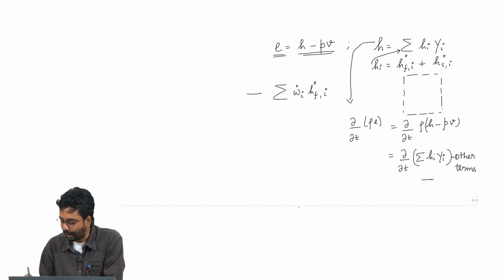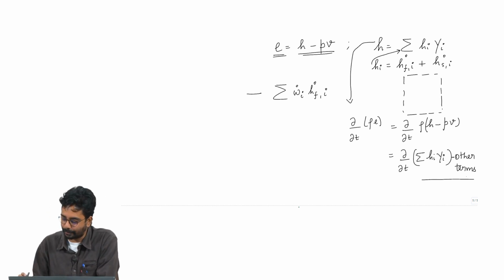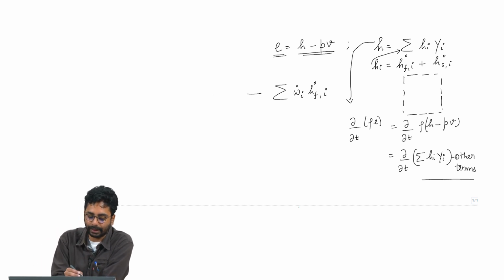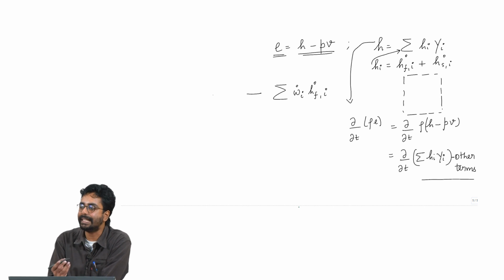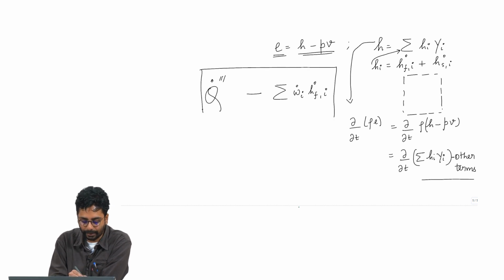and some more algebraic manipulation is required. You need to multiply the species conservation equation by the formation enthalpy, sum over it and subtract it from here. You will recover the equivalent of a chemical heat release term, which let us call Q dot triple dash. We will have the following form.